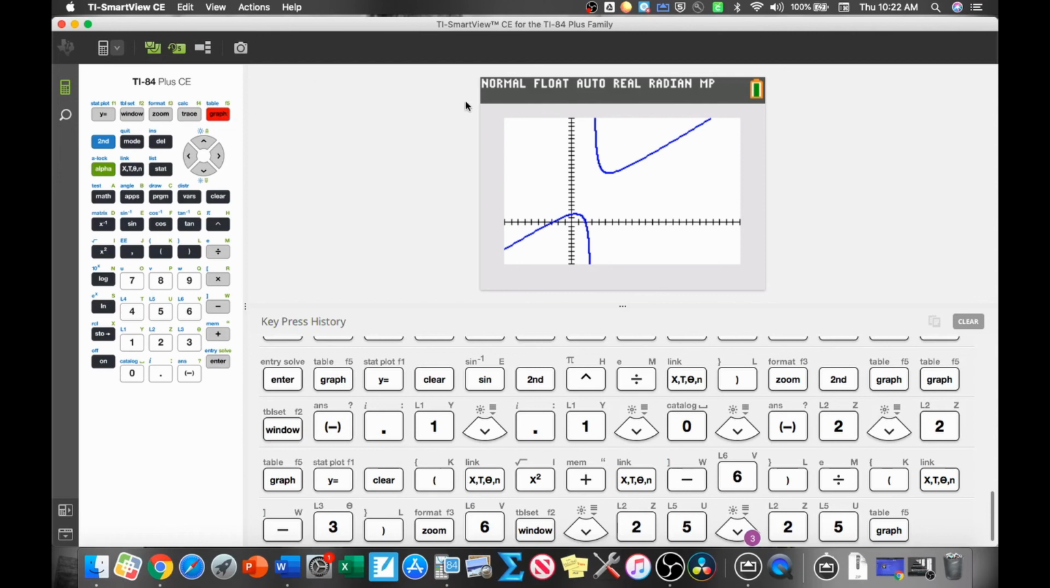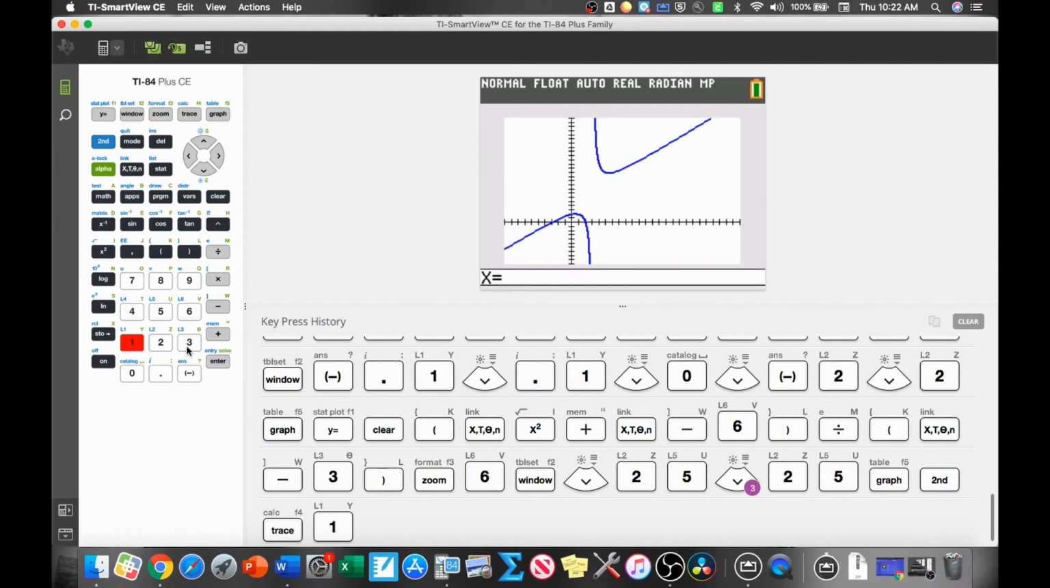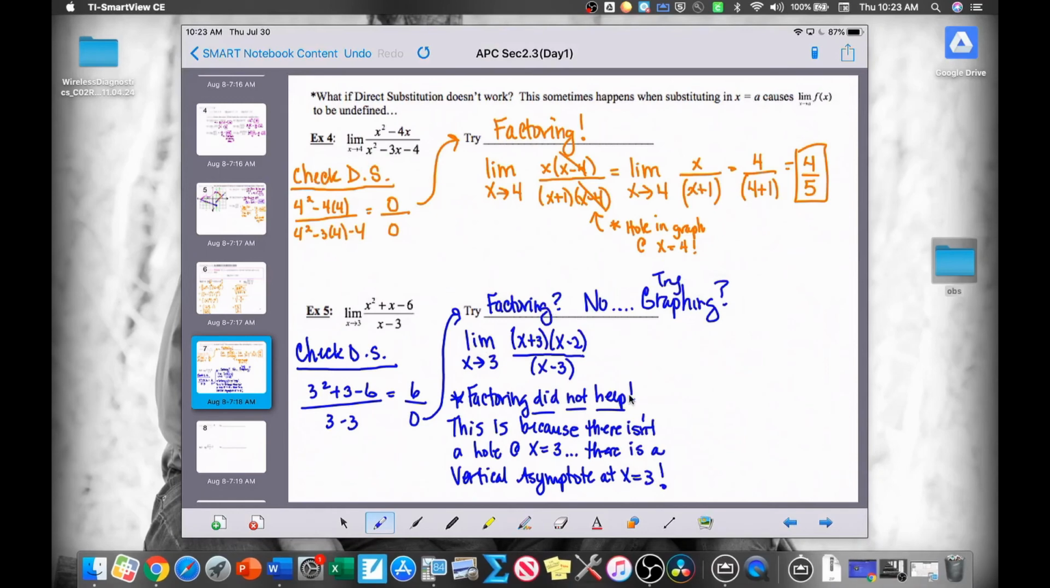But what I want you to pay attention to is the fact that right here at x equals 3, we have a vertical asymptote on our curve. And if you wanted to do a second level calculate value and ask it about x equals 3, okay, there is no y value, right? Because when x is 3, the function doesn't exist there. There's a vertical asymptote.